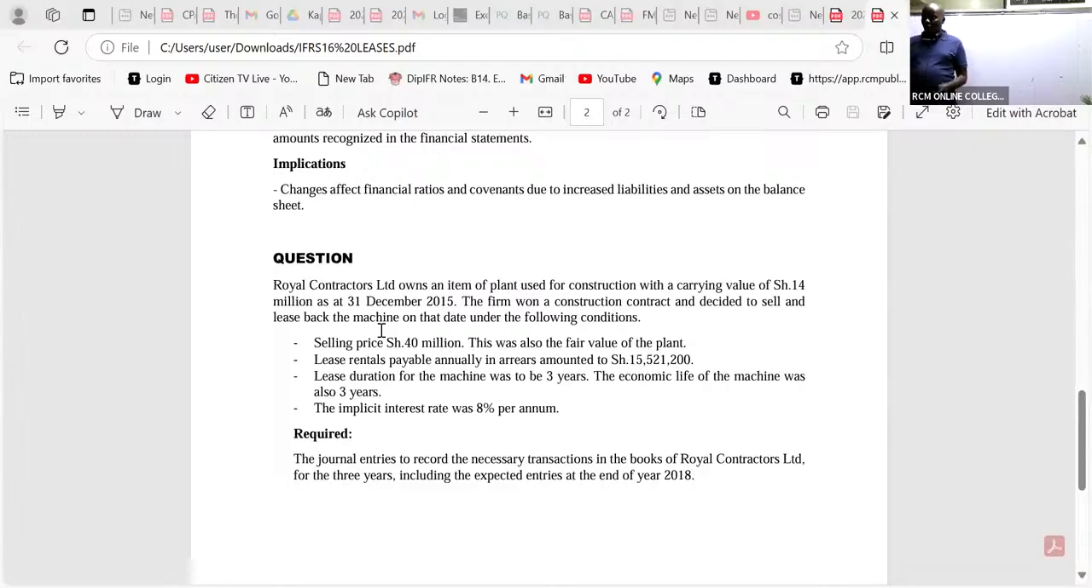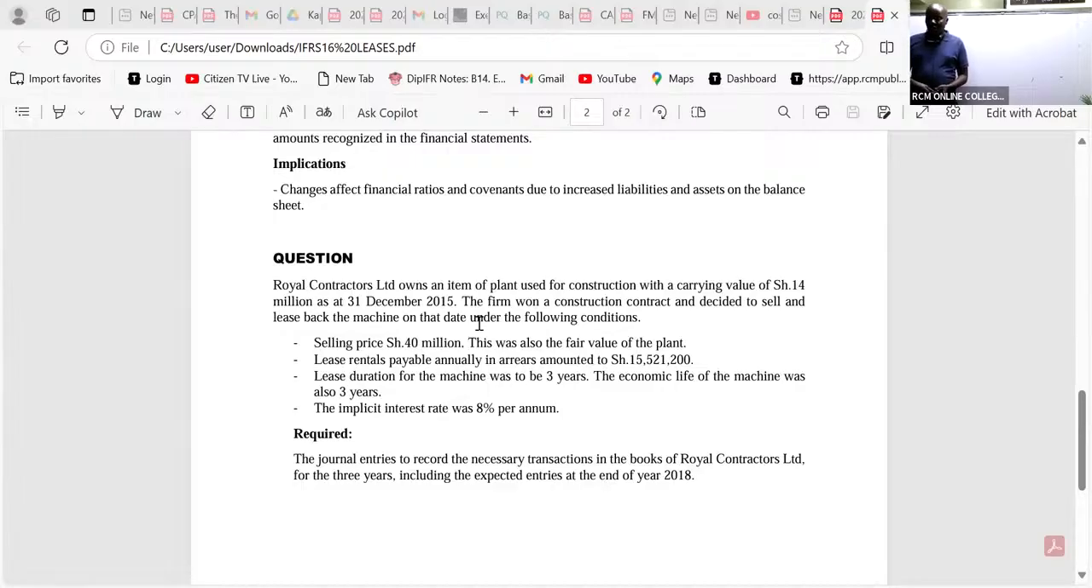We are told the Royal Contractors, we can take a snapshot of this. Royal Contractors Limited owns an item of land used for construction with a carrying value of 14 million, as at 31st December 2015. The firm won a construction contract and decided to sell and lease back the machine on that date under the following conditions. The selling price is 40 million. This was also the fair value of the plant.